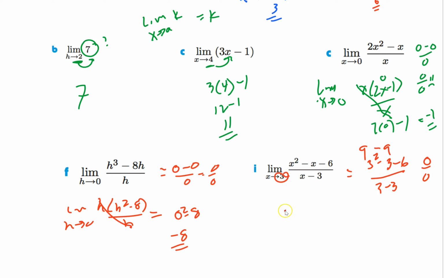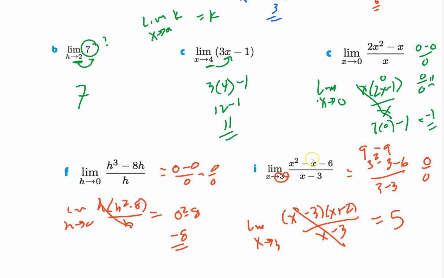Let's factor this. The top is x minus 3, x plus 2, over x minus 3, as the limit as x approaches 3. These cancel. Plug the 3 in, and you get 5.